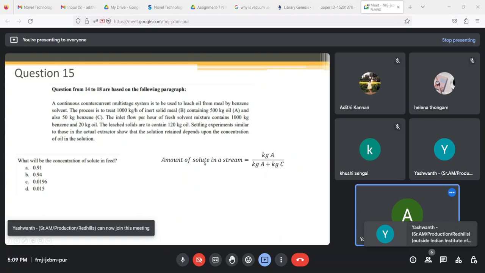So in any stream, be it feed or be it an extract solvent stream or anything, the concentration of solute in a stream can be calculated as kg of A divided by kg of A plus C. So we need to calculate what is the concentration of the solute in the inlet feed stream. We already know in the inlet feed stream 500 kg is the amount of oil and then 50 kg is the amount of benzene, that is your C. So 500 divided by 500 plus 50 will give me the concentration of solute in the inlet feed stream, which is 0.91. The answer is option A. Hope this is clear.